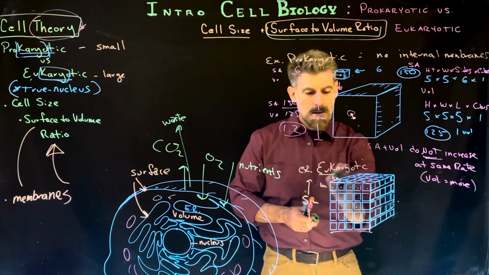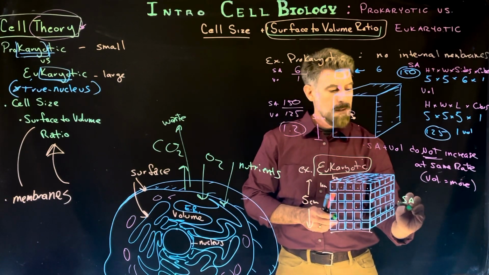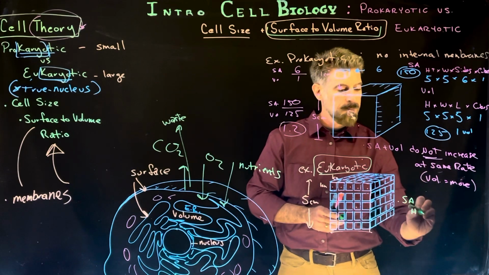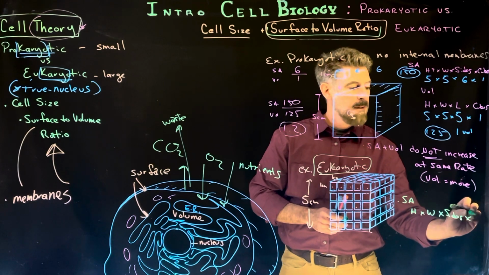So let's go with the eukaryotic one. I'll use this different color so we can separate it. So for our surface area, we're going to have the same calculation: the height times the width times the number of sides times the number of cubes.